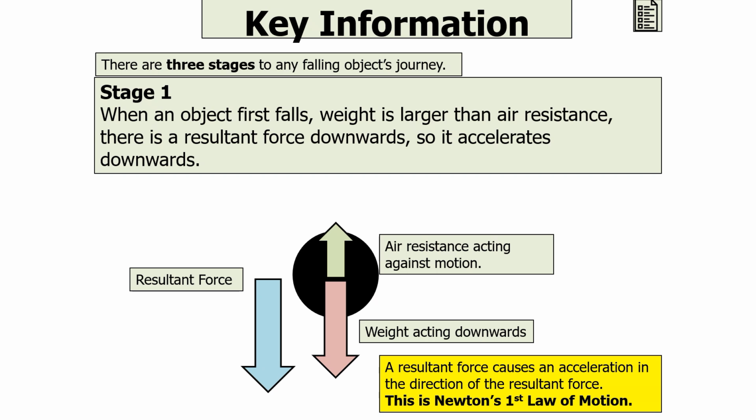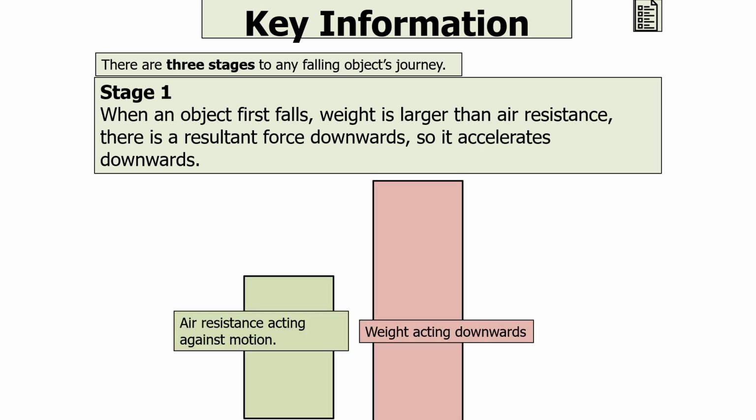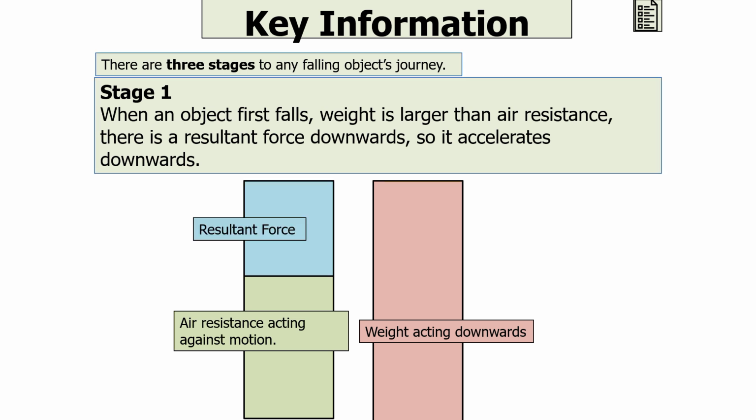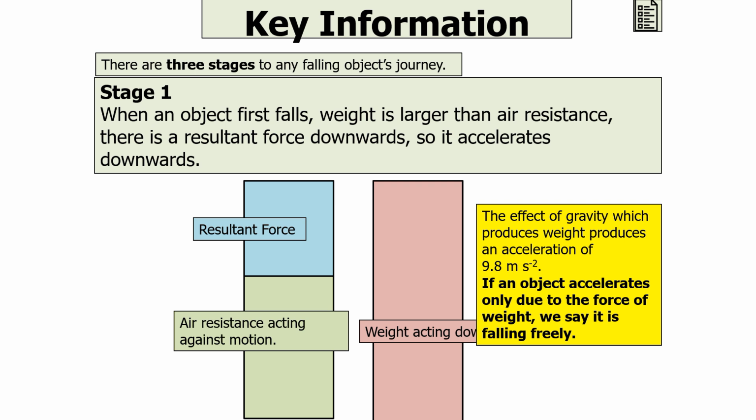So here in this example the object accelerates downwards as there's a resultant force acting downwards, which we can see here, that the air resistance or the drag is a lot less than weight, so therefore we will have our resultant force. Now the effect of gravity, which produces this weight, produces an acceleration, like we said, of 9.81 meters per second squared, and the effect of gravity, which produces the weight, stays constant throughout the process. So if an object accelerates only due to the force of weight, we do say it is falling freely.